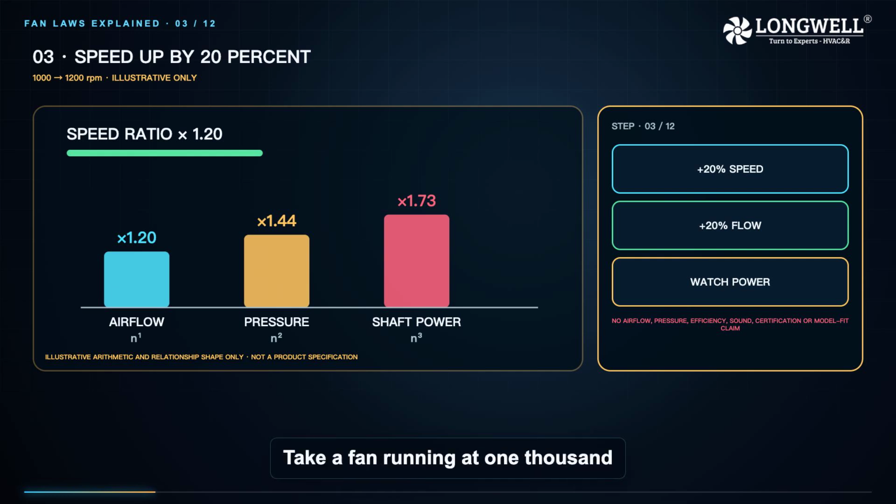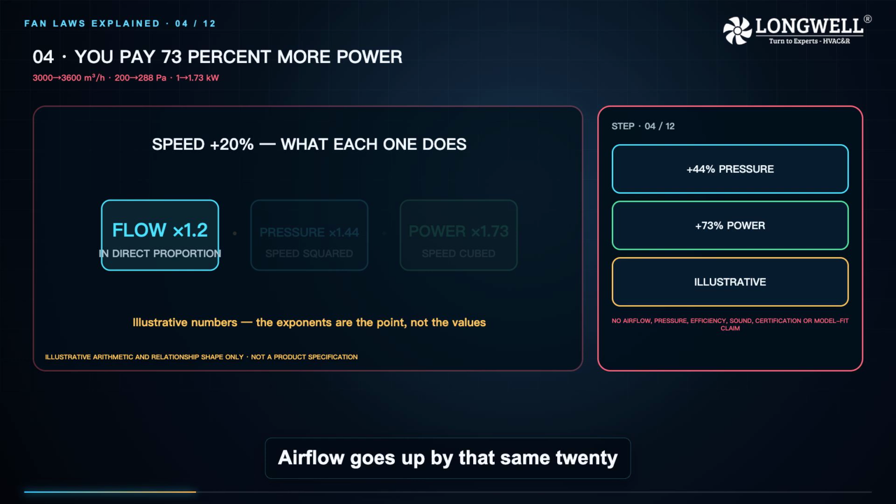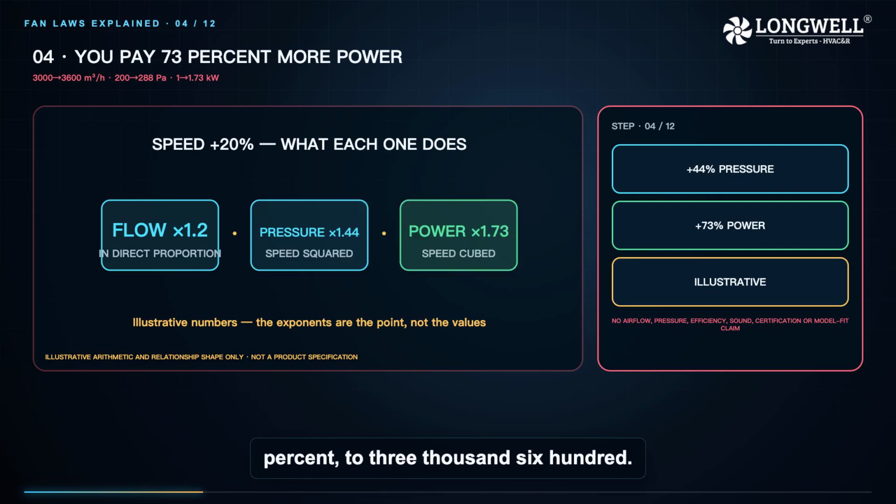Take a fan running at 1000 revolutions per minute, moving 3000 cubic meters per hour at 200 pascals, and drawing 1 kilowatt at the shaft. Now speed it up by 20% to 1200 revolutions. Airflow goes up by that same 20% to 3600. Pressure goes up by 1.2 squared, which is 1.44, so 200 pascals becomes 288. And shaft power goes up by 1.2 cubed, which is 1.728, so your 1 kilowatt becomes 1.73 kilowatts.